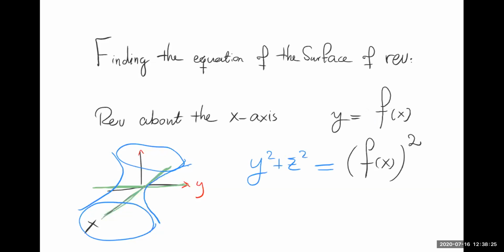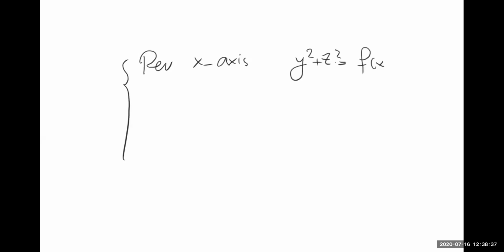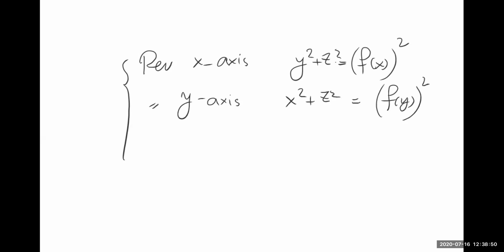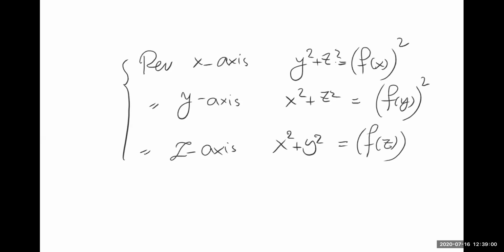So let me say in general, if we revolve about the x-axis, the equation would be y squared plus z squared equals f of x squared. If we revolve around the y-axis, it would be x squared plus z squared equals f of y squared. And if we revolve around the z-axis, the equation of the surface would be x squared plus y squared equals f of z squared.